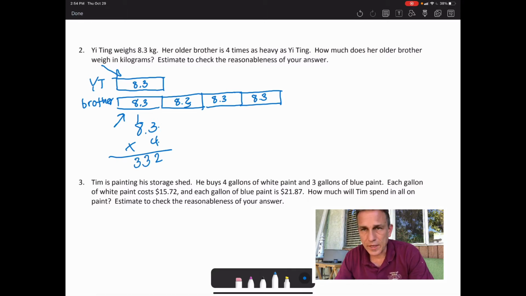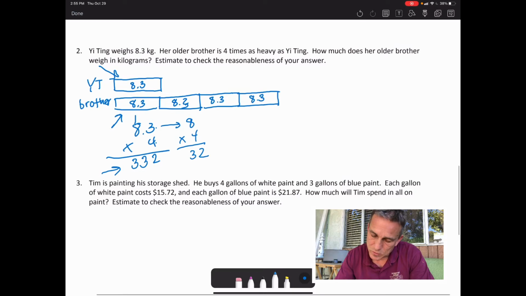Now to figure out where that decimal goes, I'm going to go ahead and estimate. So I'm going to round 8.3 to 8, because that's the nearest whole number. 8 times 4 equals 32. So in order for this answer to be close to 32, that must mean that the decimal has to go between the 3 and the 2, because 33 and 2/10 is pretty close to 32.